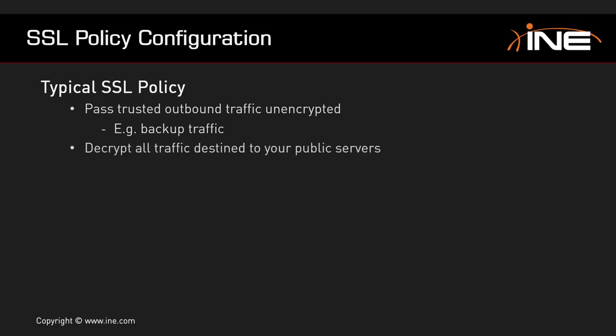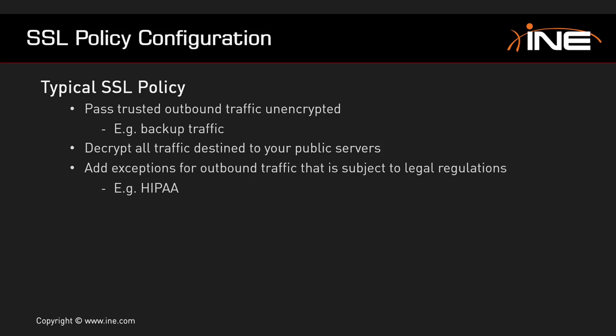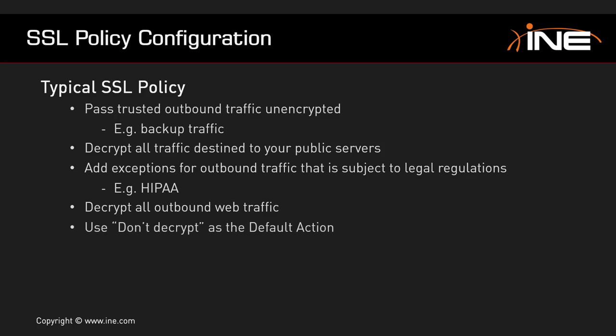Okay, next you would say that you want to decrypt all communication to your servers, or just some of those servers, the ones that are more critical to your organization. Then you would add another set of exceptions for outbound communication, but this time it would be specifically for traffic that is subject to legal regulations, like for example HIPAA, or maybe PCI DSS communication. Next, you would perform decryption on all outgoing web communication, of course, assuming that you want to do the decryption on the HTTPS connections, on all of them. And finally, the default action, you will leave it as do not decrypt, pass without decryption.